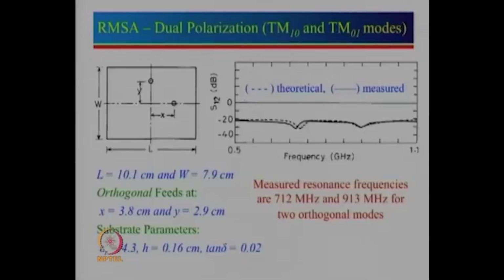So, let us just take another case. We can actually realize a dual polarization. This is now fundamental mode 1.0 and 0.1 mode here. So, here a case we have taken which is a rectangular patch. This is length L which is 10.1 centimeter, W which is about 7.9 centimeter.